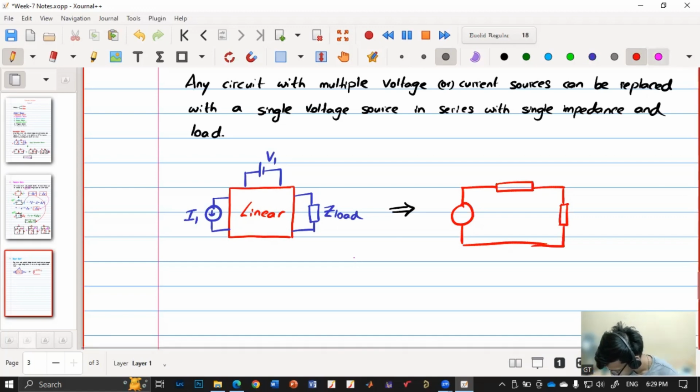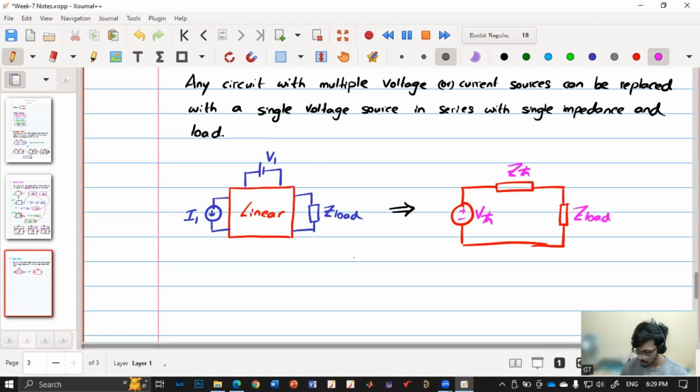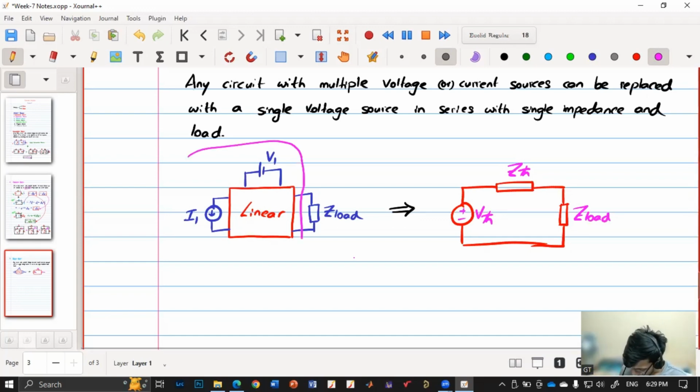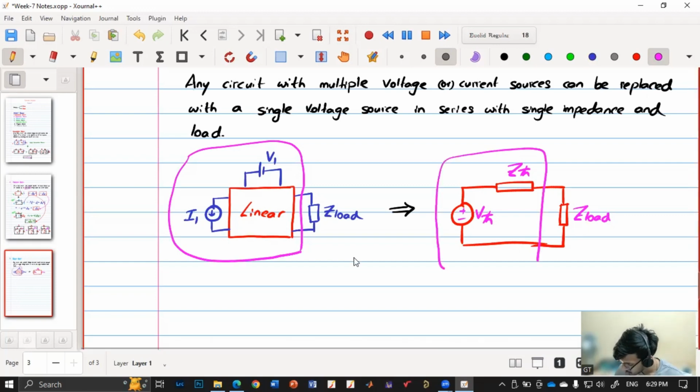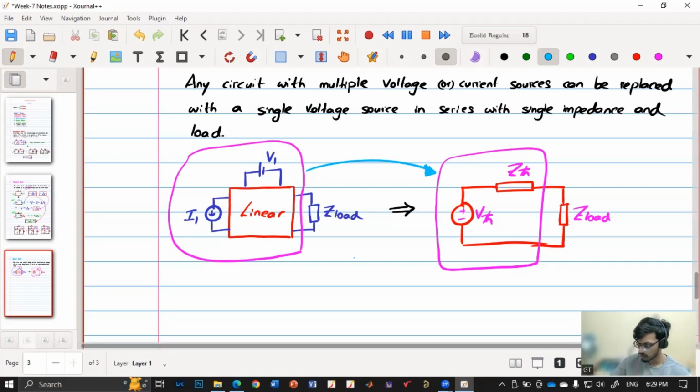Here this is called V Thevenin voltage. This is called Z Thevenin, and this is Z load. So the entire circuit, this entire part, is now replaced by this. So that is what this theorem says.